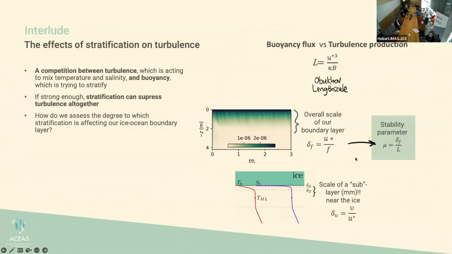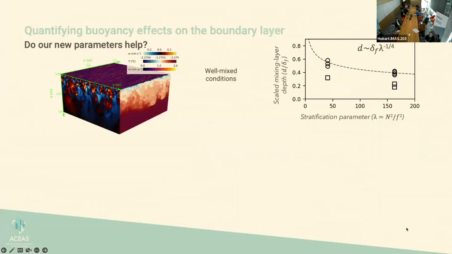By combining these two different scales, we can get two different parameters, because we like combined scales. One's our stability parameter, and this is our viscous Obukhov scale. I feel like this one is a nicer name, but anyway. Do our new parameters help us quantify those effects that we're describing? Because I was giving you a bit of a qualitative idea of how stratification and how meltwater was feeding back on our boundary layer and on melting.